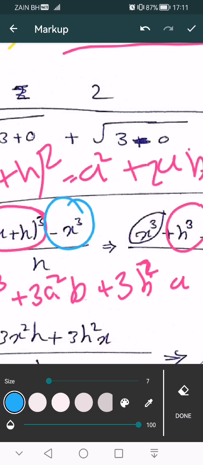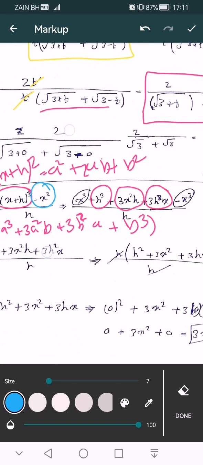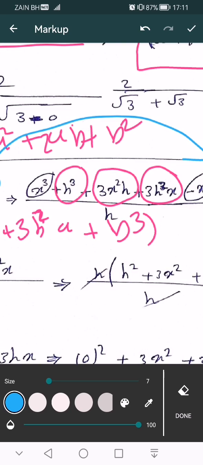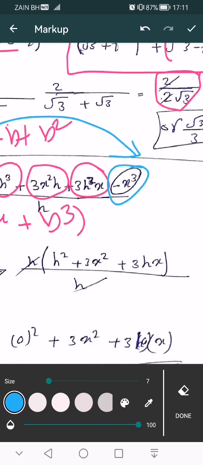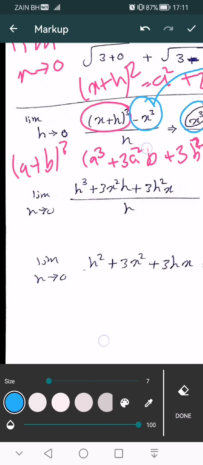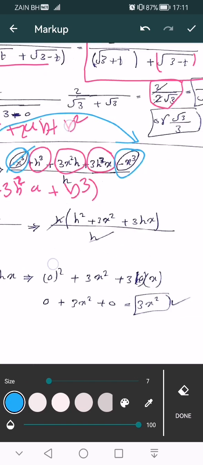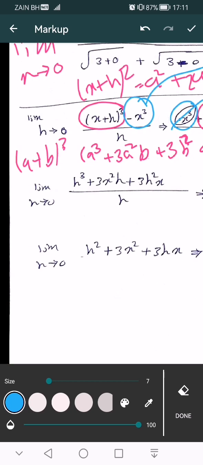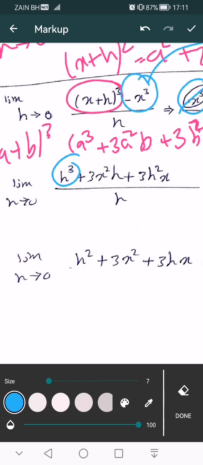And then I come here and put this one here. So in place of this one, depending on this one, I see that x cube and minus x cube will be gone, they cancel each other. After that, the remaining will be h cube plus 3x square h plus 3h square x, over h.